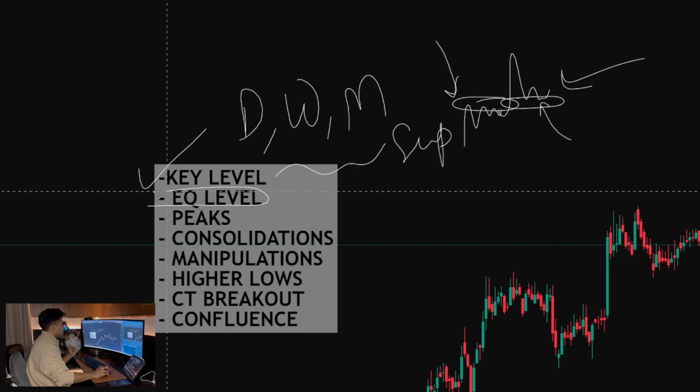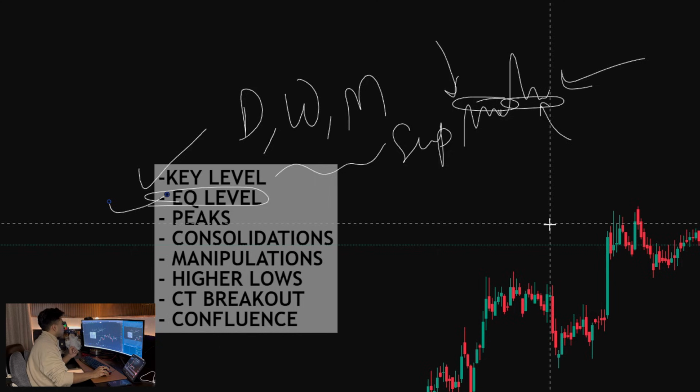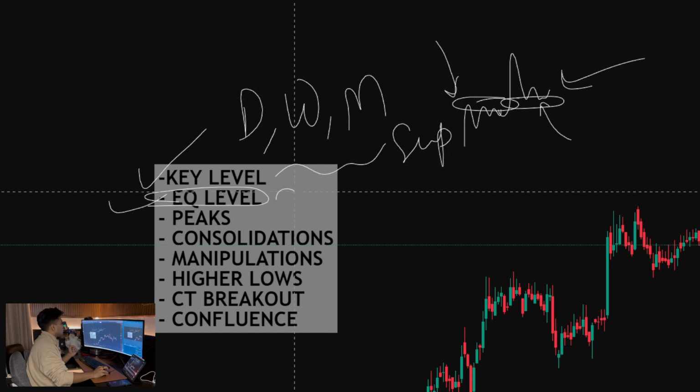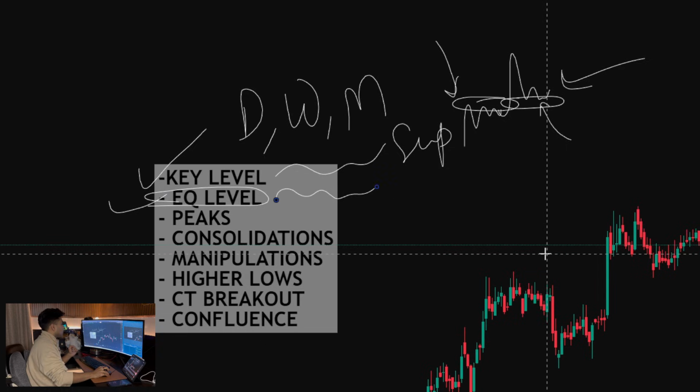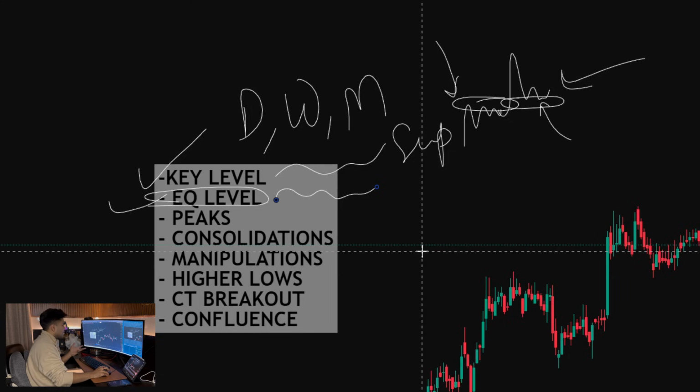Then we will talk about equilibrium levels. I'll tell you how to create them in this video, and it's pretty easy. We just need to see if the stock is trading above that equilibrium level or not. If it's not trading above it, it's not on my list. If it is trading above it, good.